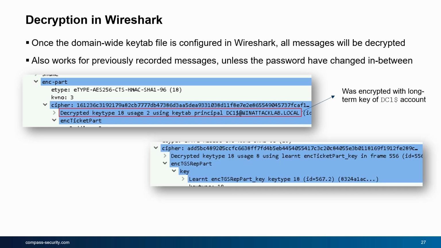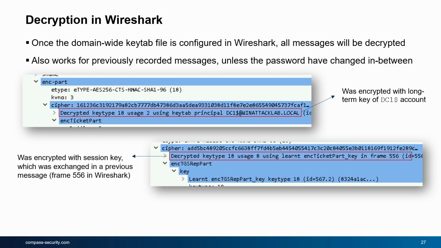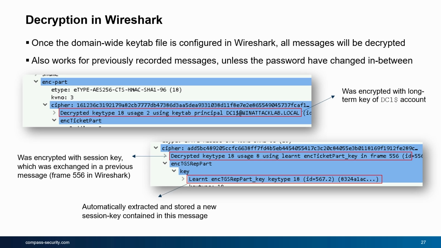The same thing goes for session keys, so keys that are generated on the fly. Whenever Wireshark encounters a message that has been encrypted with a session key, it will tell us that it has used a key that it has learned in some previous message. So, for example, the key to decrypt this cipher string here was learned in frame 556, which refers to a previous message recorded in Wireshark. And then whenever a part of a ticket contains a new key, which is the case here, Wireshark will automatically add this key to its repertoire and have it available for decryption of later messages.